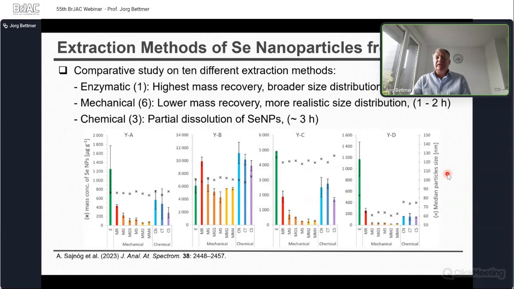So this reflects that, although it is a relatively simple methodology you apply and a relatively simple sample, huge differences are obtained. This of course requires more and more research in future in order to get an optimized extraction method, not only for selenium nanoparticles but for other materials as well.